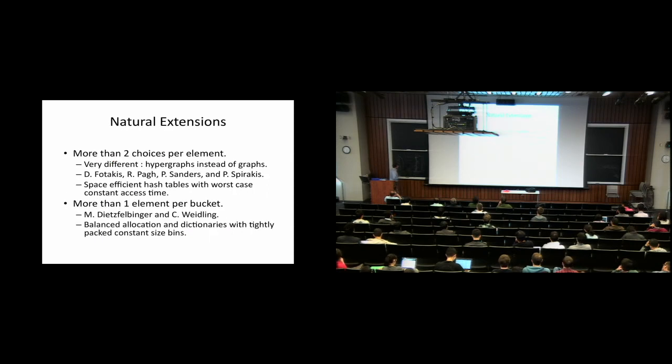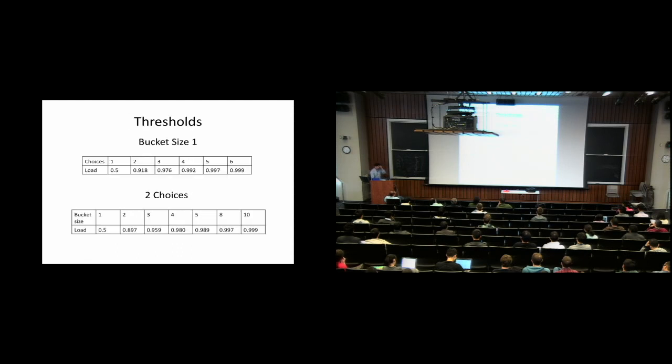There are all sorts of natural extensions to this. You might say, well, if 2 choices is good, maybe 3 choices is better. So you might say more choices per element. Or you might say maybe you can put more than 1 element in per bucket, or some combination of these things. And in fact, both of them really improve the load that you can achieve.